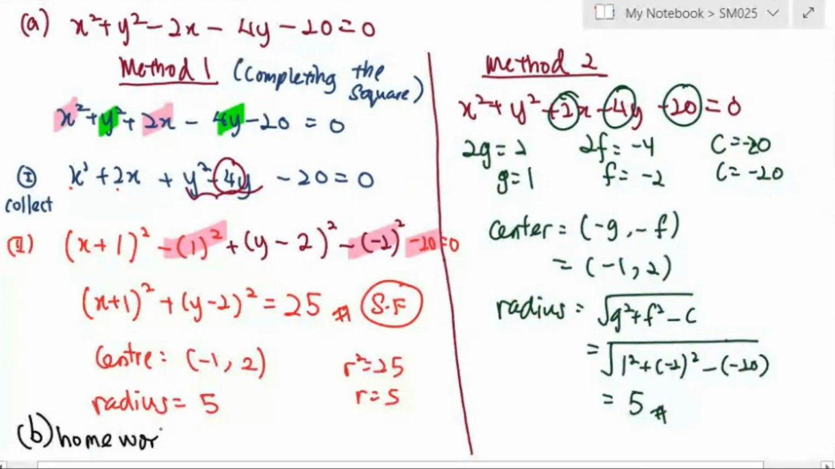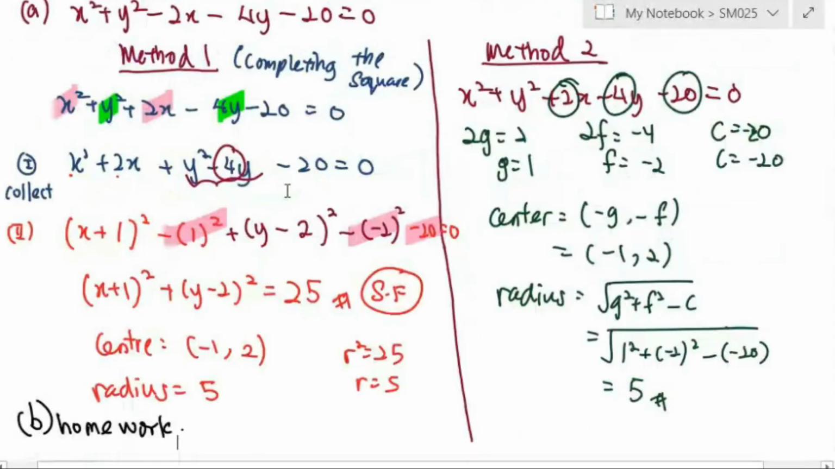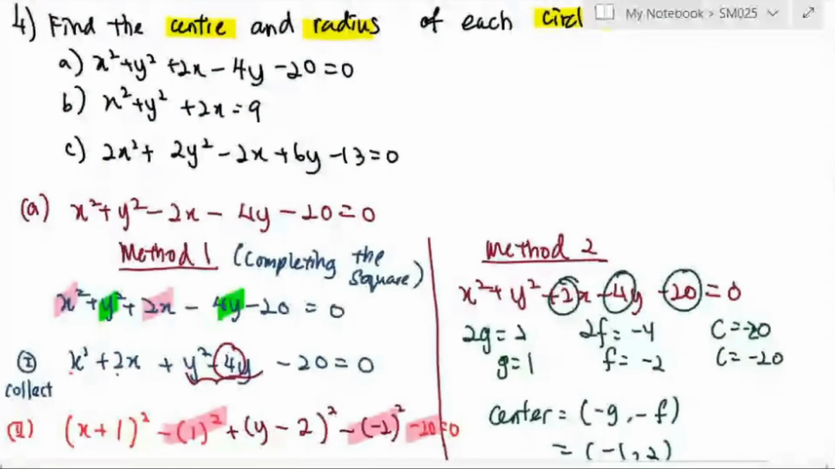So B will be your homework to try. I will show you question C. Why do I need to show you question C? You can see that for circles, it is simple x squared, y squared. For this one, it is more complicated: it will be 2x squared, 2y squared. So you can see ellipse, later on, ellipse and circle, the difference is between this x, y only.